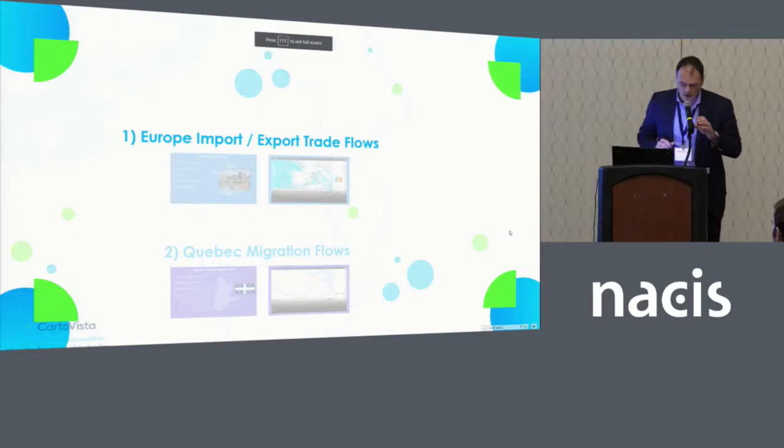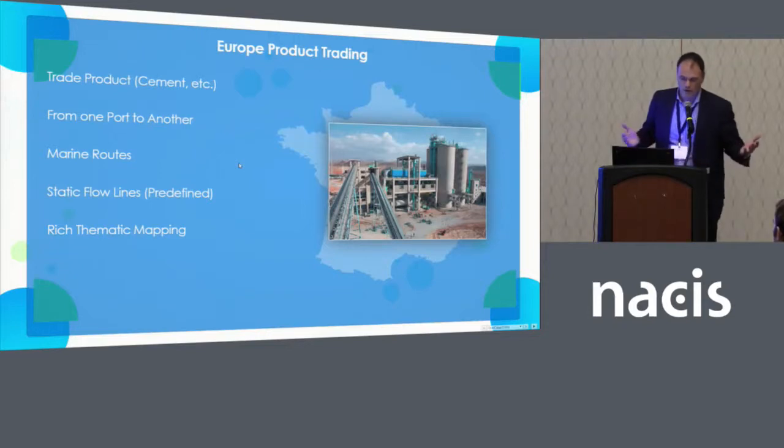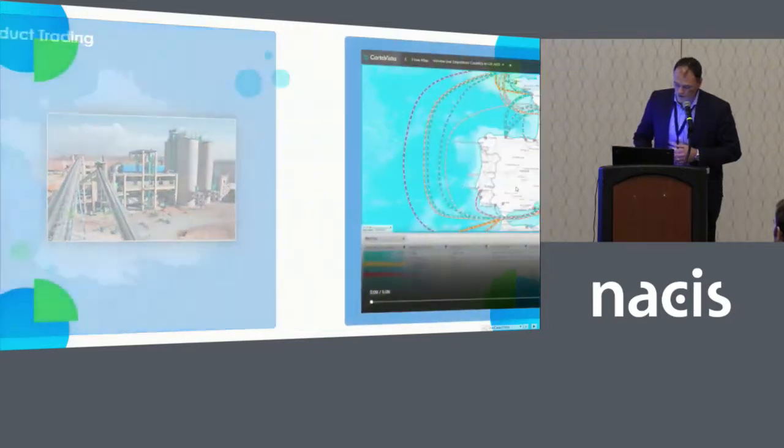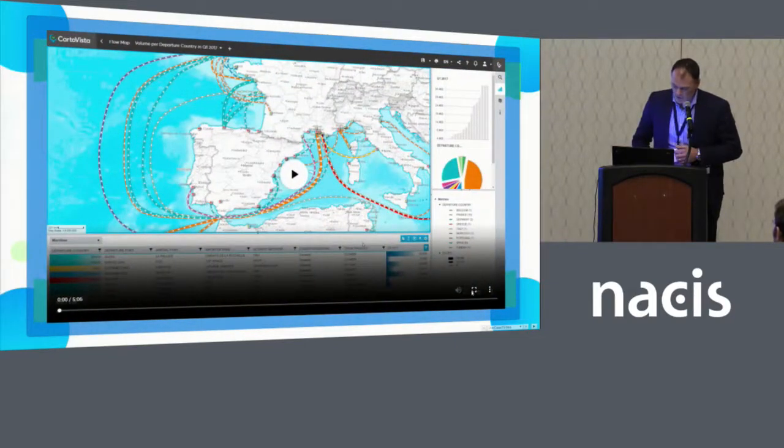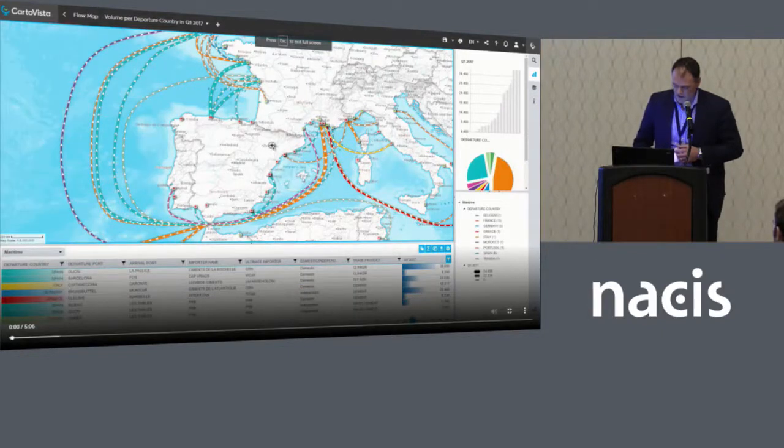Now, let's take a look at flows in more detail. So the first example I've chosen is essentially a map about trading. It's classic trading, actually it's Europe information, trading from one port to another. And in this case, what we've done is we've created some static flows. So let's start investigating this map.